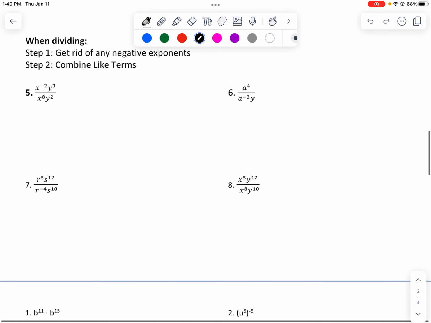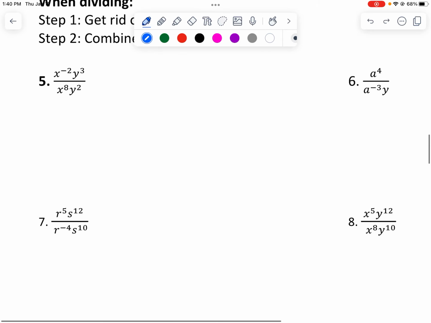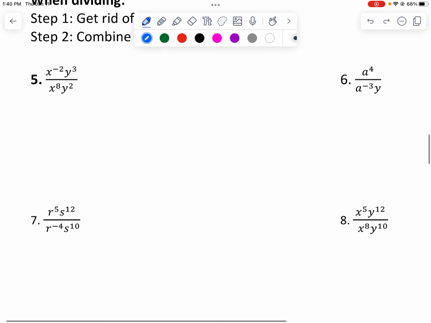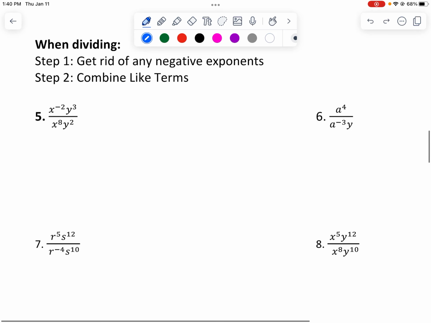Let's look at a couple good examples here. We've got 4. If you want to challenge yourself, try pausing the video, simplifying, and then unpausing to check your work. First thing I would do is get rid of any negative exponents. So here I have y to the third is okay. Y to the third can stay up top. X to the second has to move. X to the 8th was okay, and y squared was okay.